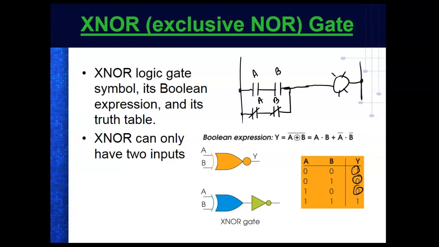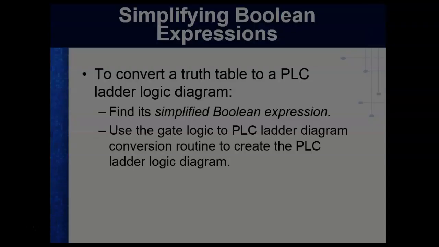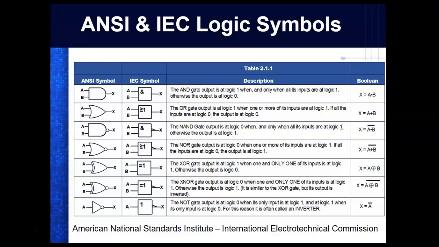How many inputs will an exclusive OR and exclusive NOR have? Two. No more, no less. An inverter would only have one. Your ANDs, NANDs, ORs, and NORs have at least two. And then we can combine logic. This is on there, by the way. This is the way we would program in function block diagram.